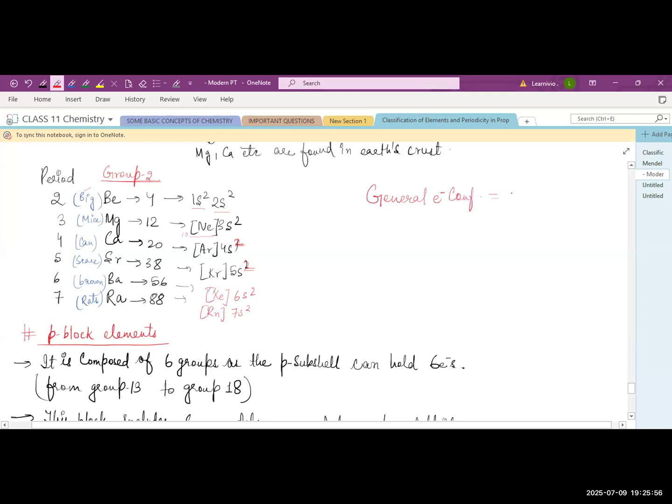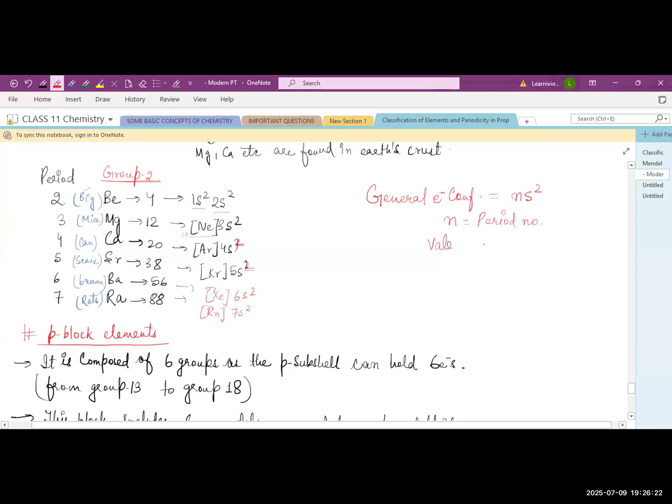The configuration will be ns, with the addition of one here. Group number 1 was ns1, and for group number 2 it's ns2. And what is n over here? n is the period number, or you can say the principal quantum number.